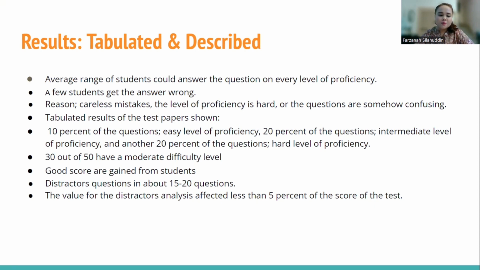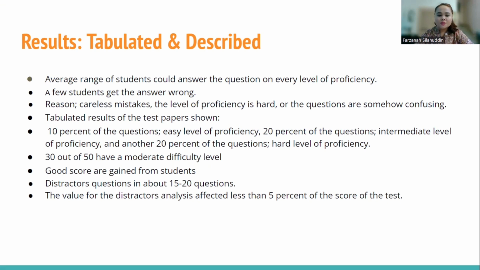Results of the test paper showed that the average range of students could answer the questions on every level of proficiency. Only a few students got the answer wrong. That could be the reason for careless mistakes, the level of proficiency may be hard, or the questions are somehow confusing them.